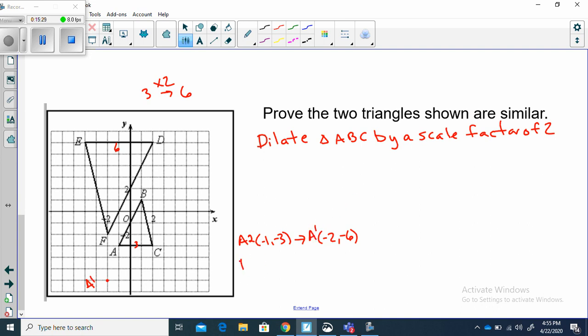Okay, let's do B. B is at 1, 1. If I dilate that by a scale factor of 2, then B prime is going to be 2, 2. Okay, 2, 2. There's our B prime. And C is currently at 2, -3.